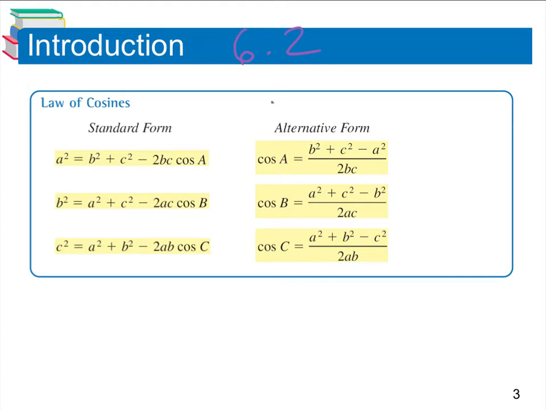If we are given three sides of a triangle, we use the alternative form. If we're given two sides and an angle, so two sides, one angle, we use the standard form.